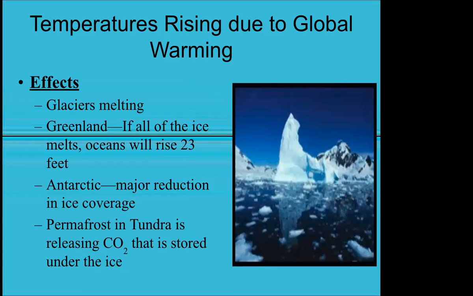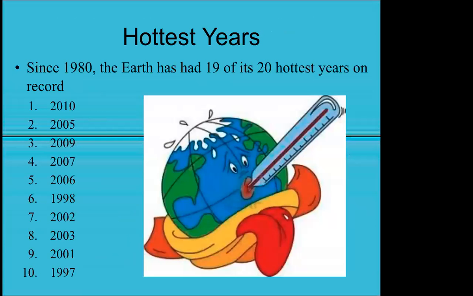So glaciers melting. If all of the ice melts, then oceans are going to rise. Antarctic, there's a major reduction in the ice coverage, and then the permafrost in the tundra will release the CO2 that is stored under the ice when it starts to melt. Okay, so the hottest year since 1980, the Earth has had 19 of its 20 hottest years on record. Okay, so we start down here all the way at 1997, most recent 2010.